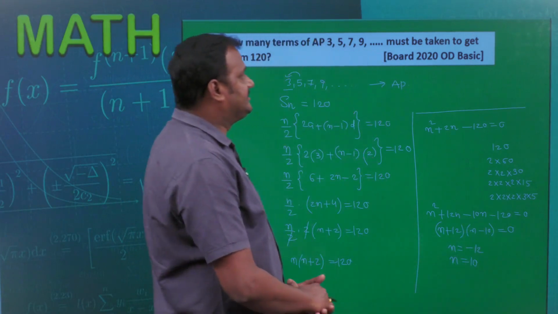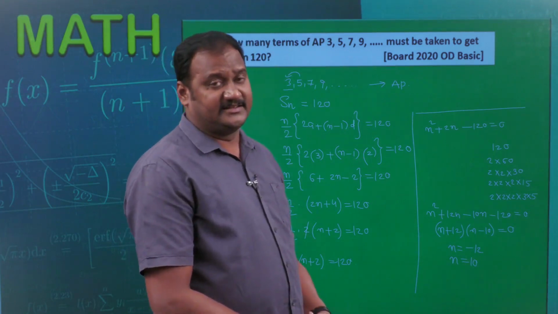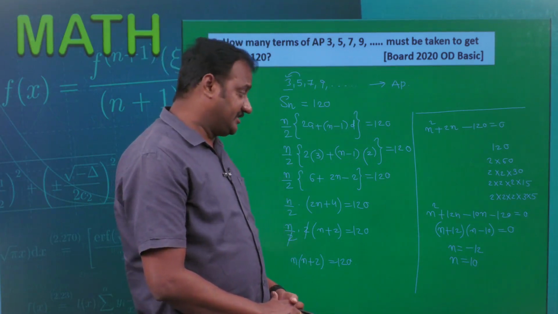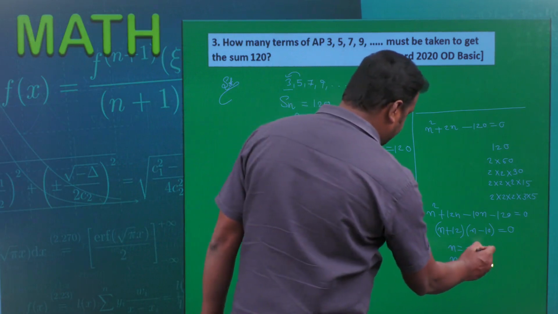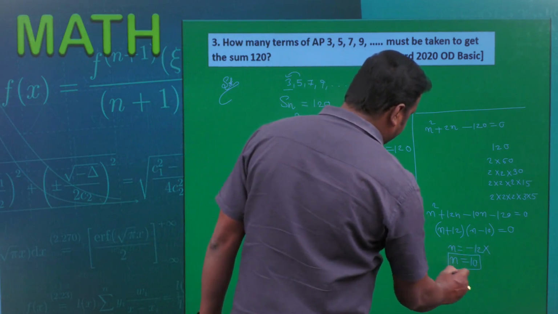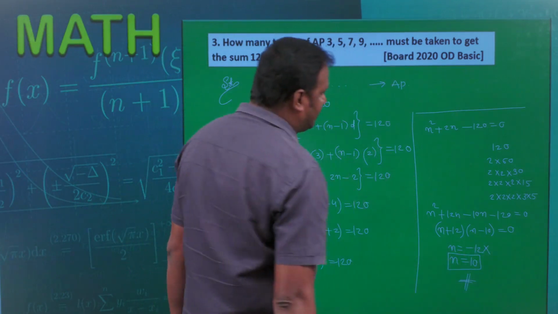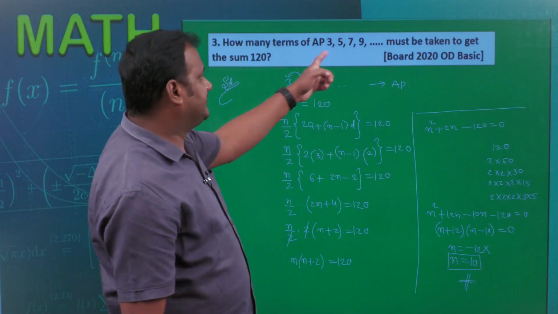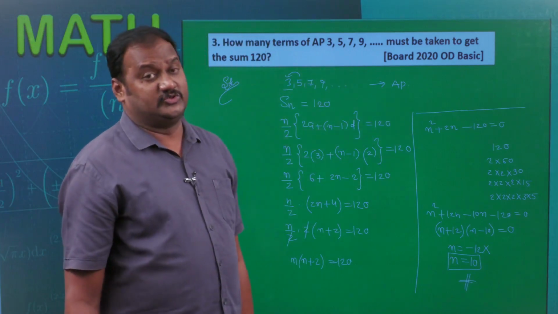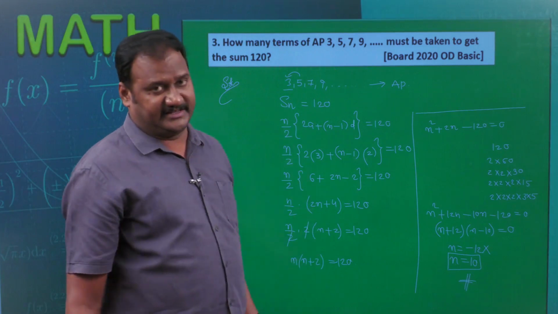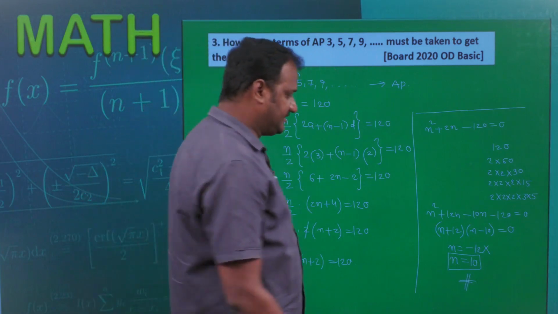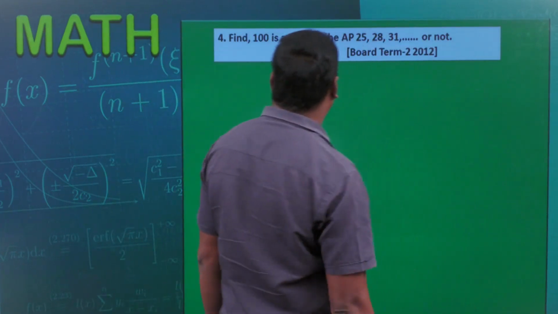But what does this n stand for? n stands for the number of terms. Number of terms cannot be negative, right? So the value of n is equal to 10. It means we need 10 terms of this arithmetic progression to get the sum 120. Hope you understand? Right. So moving on to the next problem here.